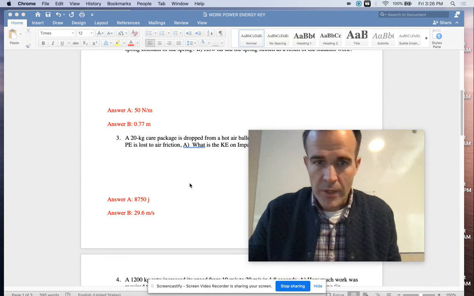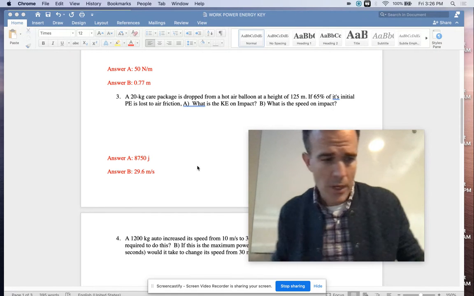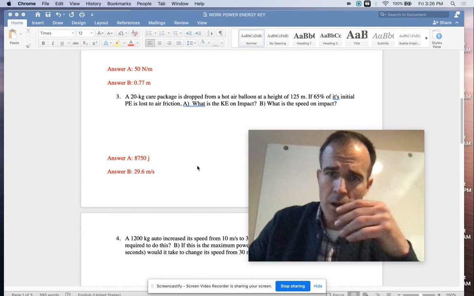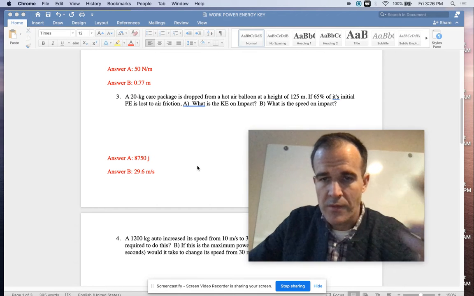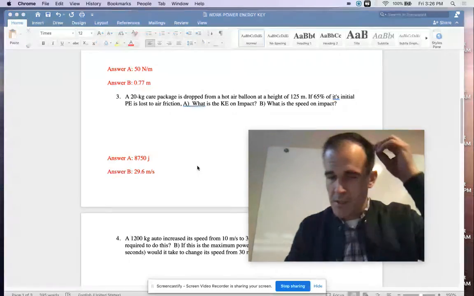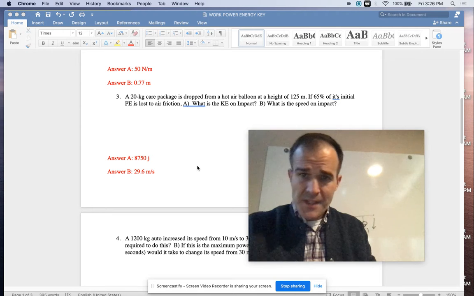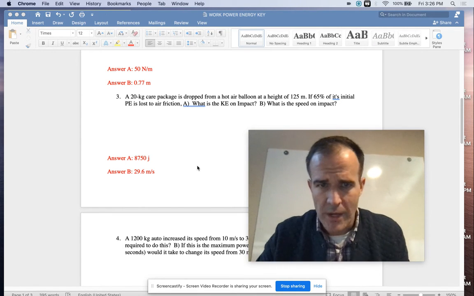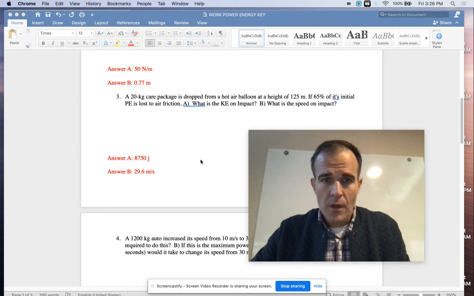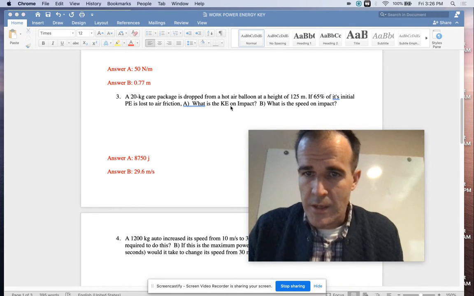Three, care package. So it's something being dropped from an airplane here. It tells you the mass of it, gravity, Earth here, and it gives you the height. And then it says on its way down, it's going to have some air resistance. So 65% of its initial PE is lost to air resistance, air friction as it falls. So what is KE on impact?